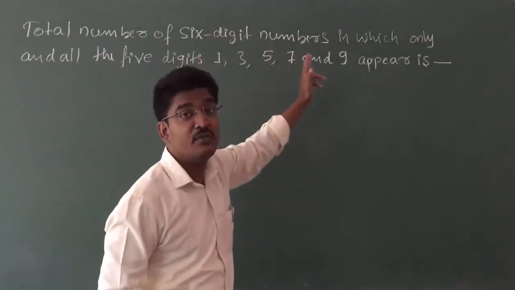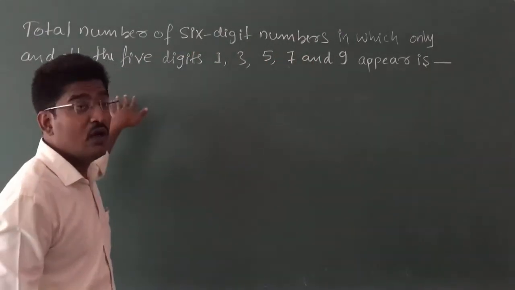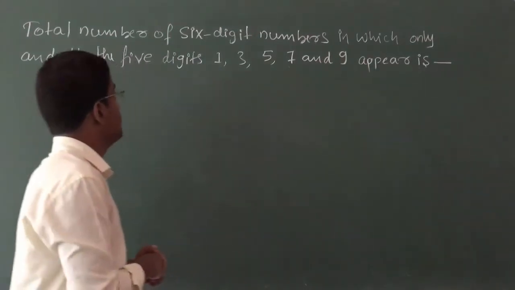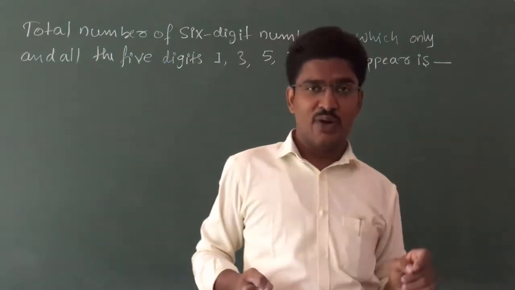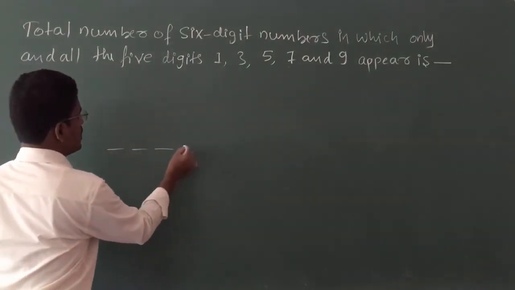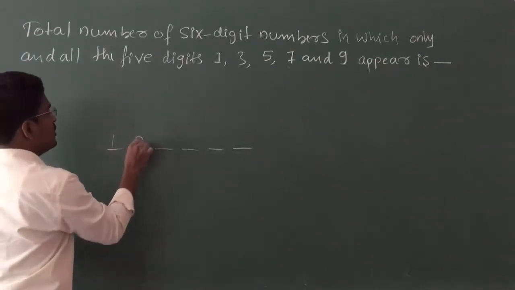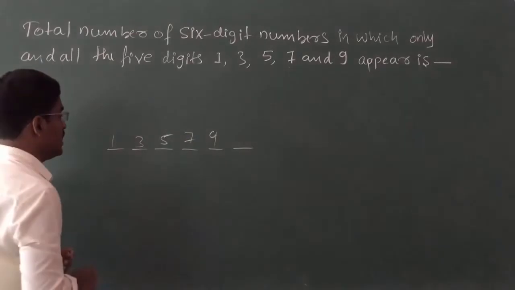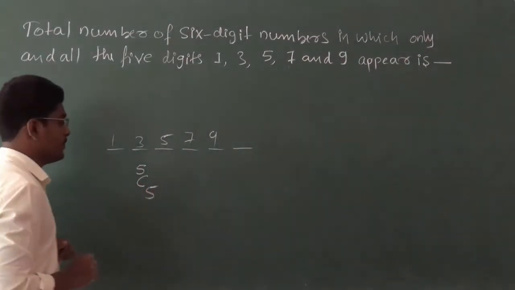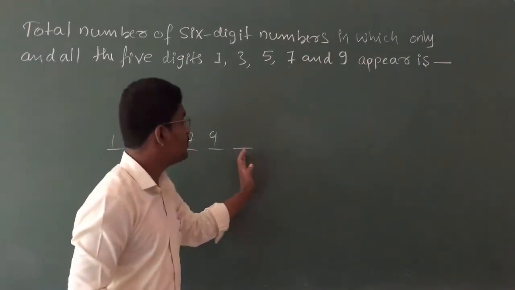Total number of 6-digit numbers in which only and all the 5 digits appear is dash, they are asking. That means you have to calculate the total number of 6-digit numbers in which only these 5 digits have to appear. Clear? So that means 1, 2, 3, 4, 5, 6. There are 6 places. Out of these, you have 5 numbers, that is 1, 3, 5, 7, 9. See here, for 5 places, you have 5 numbers, that is 5 ways. Clear? Okay. You have 1 place, you have total 5 digits.